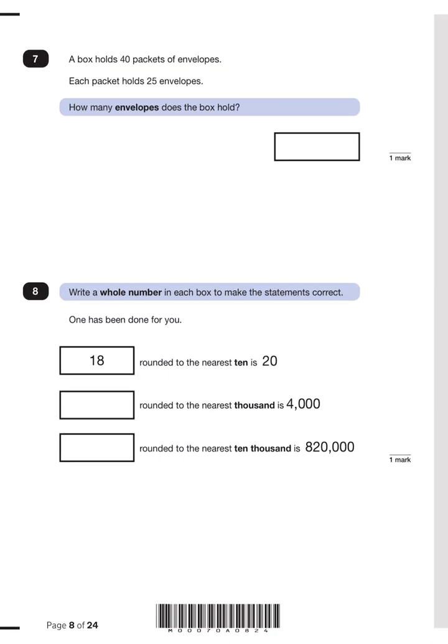Number 7. A box holds 40 packets of envelopes. Each packet holds 25 envelopes. How many envelopes does the box hold? Multiplication, 5 times 0, 0, 5 times 4, 20. And we are adding 2 times 0, 0, and 2 times 4, 8, 0, 0, 2 and 8, 10. So the answer is 1000.